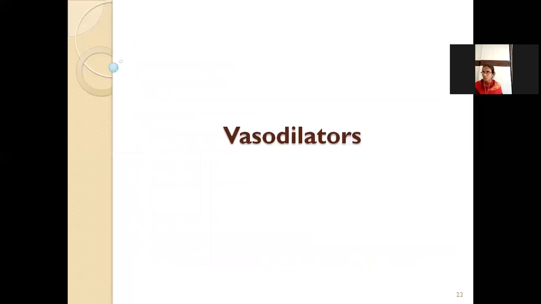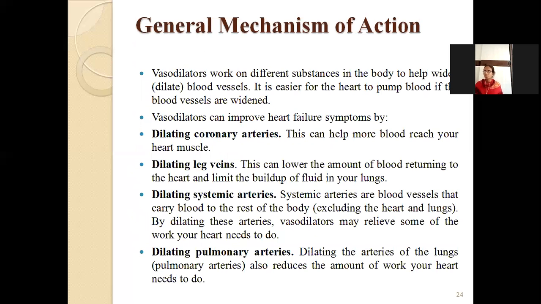So next one is vasodilators. In vasodilators, the mechanism of action is that they work on different substances in the body to dilate the blood vessels. In this case, the blood vessels get contracted. So in order to release the blood vessels, meaning to give more space in the blood vessels, we use these vasodilators. So it is easy to pump the blood or to receive the blood from various parts of the body.